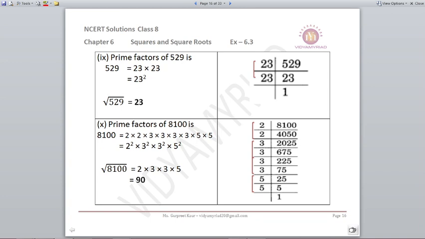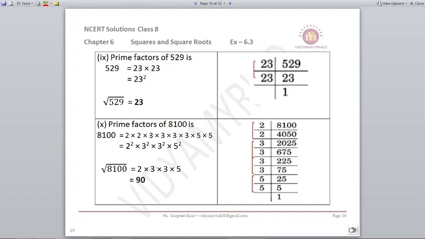529, we have only one pair of 23. So square root of 529 is 23. Next, 8100. So 8100, if you look here, you have one pair of 2 and 2 pairs of 3 and one pair of 5. That means I can write it as 2 square into 3 square into 3 square into 5 square. I can pull out one from each. That means 2 into 3 into 3 into 5, which is 90.